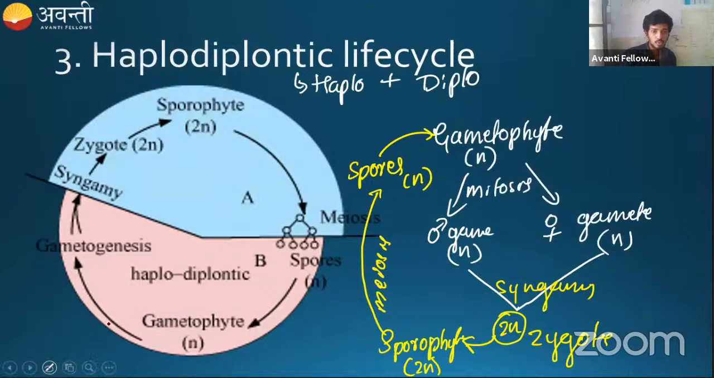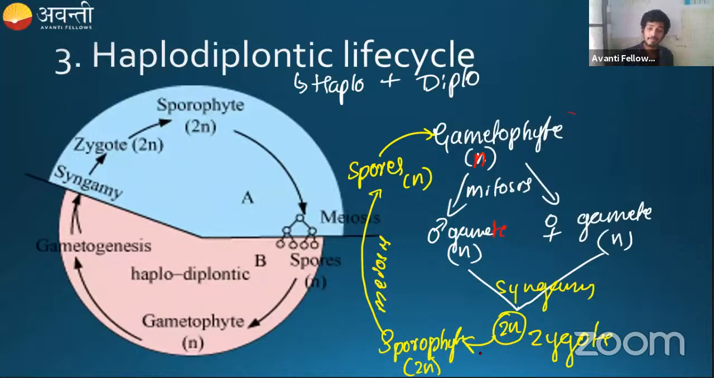I'm going through once again. The gametophyte will be there and it will have a haploid nature, and it will divide by the process of mitosis and give rise to two kinds of gametes. One is a male gamete and one is a female gamete. This is N and this is also haploid only. They will fuse, or syngamy will happen, and they will form a zygote. That zygote will be diploid in nature.